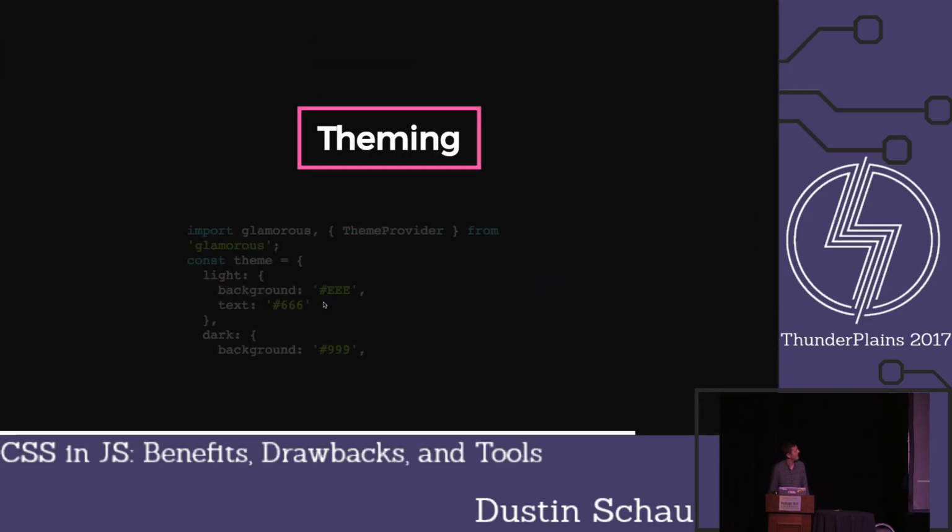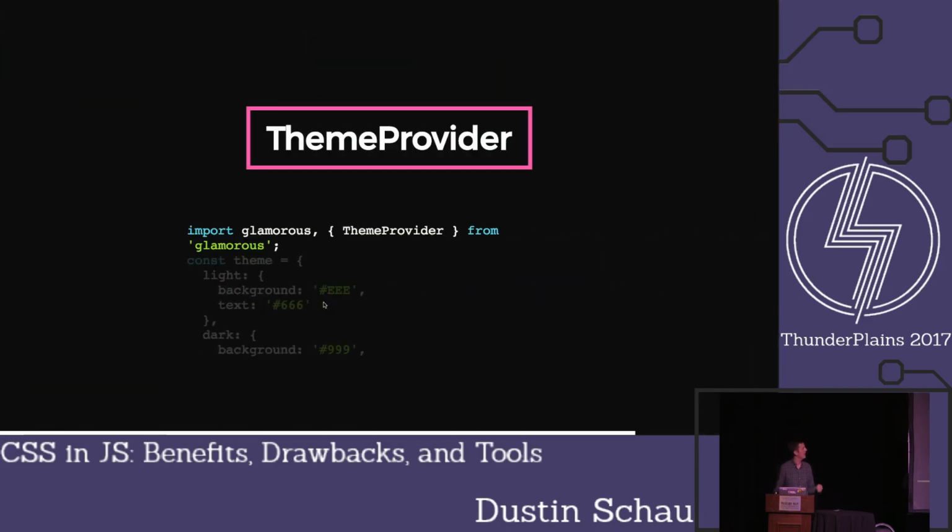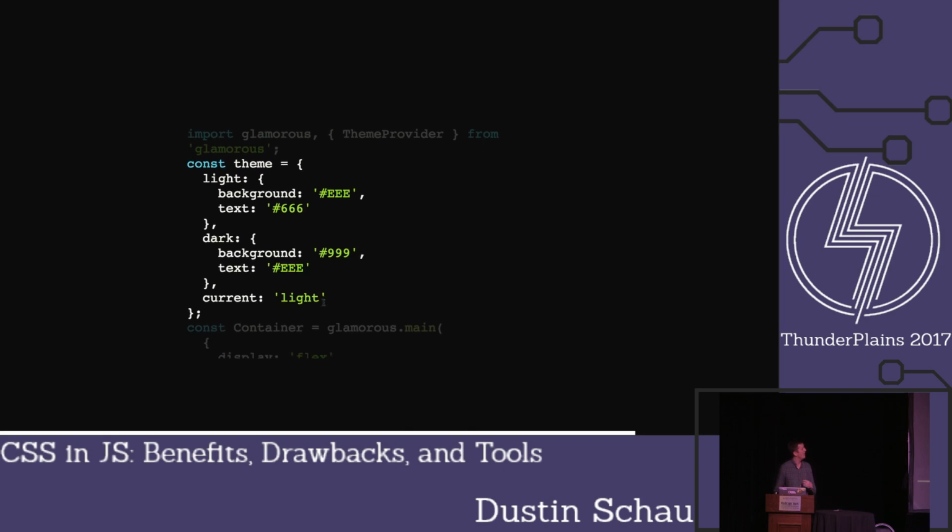And so let's look at theming. So we're going to use Glamorous, and like I said, each of these libraries exposes this theme provider component. This is a React component. We have a JavaScript theme, so we have a light theme, we have a dark theme, and then we have a current theme. And this current can be augmented via an option in the application, or like a light switch or a light toggle that can then swap between light and dark.